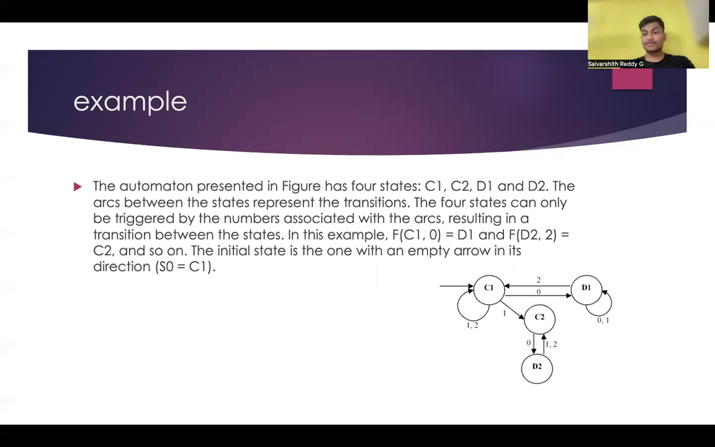In the given example, the input 1, 2 is self-looped to C1, and the input 0 is taken to D1, and 0, 1 is self-looped to D1, and the input 2 is taken from D1 to C1, and the input 1 is taken to C2 from C1, and the input 0 is taken to D2 from C2, and input 1, 2 is taken from D2 to C2.